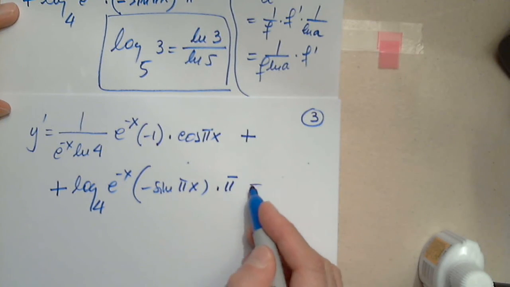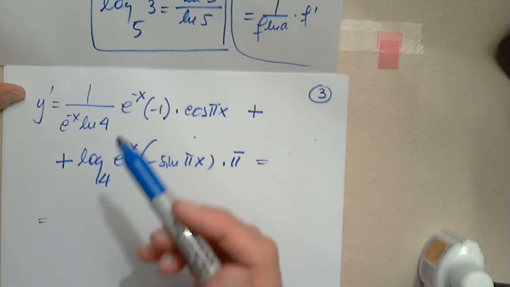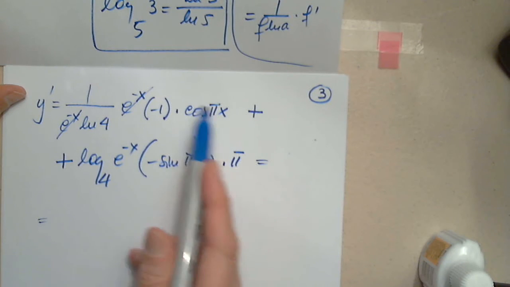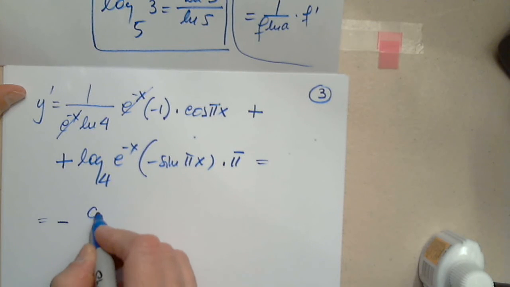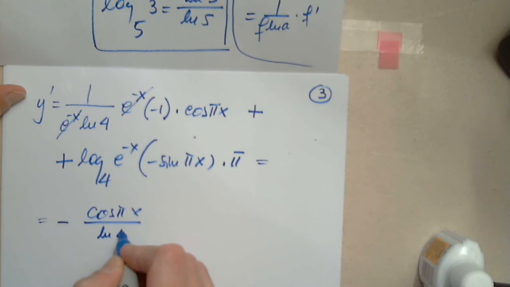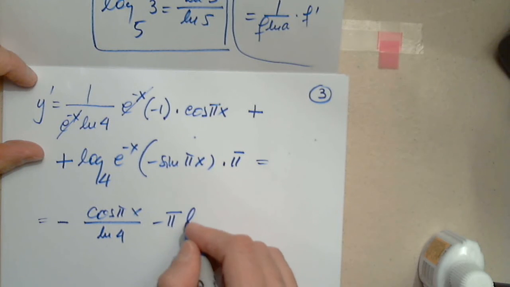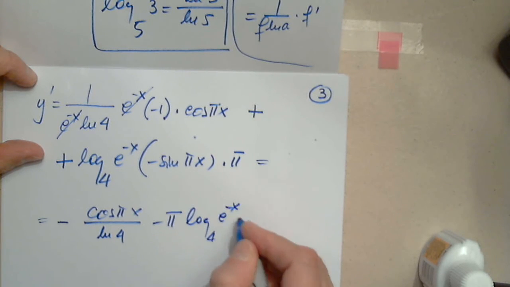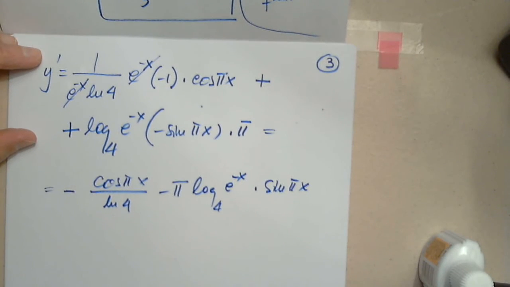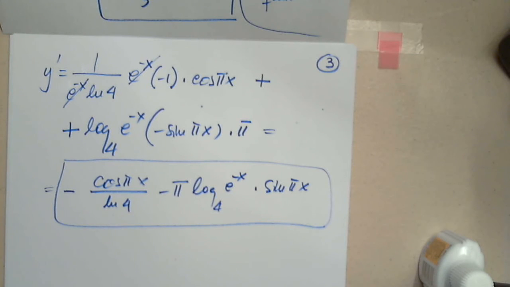You're not supposed to do anything here other than just eliminate those negatives. Since you can simplify these two, they are the same. So I'm going to write the first part as negative cosine pi x over natural log 4. And I'm going to write all this as negative pi log base 4 of e to negative x and times sine pi x. And you're not required to do anything else.